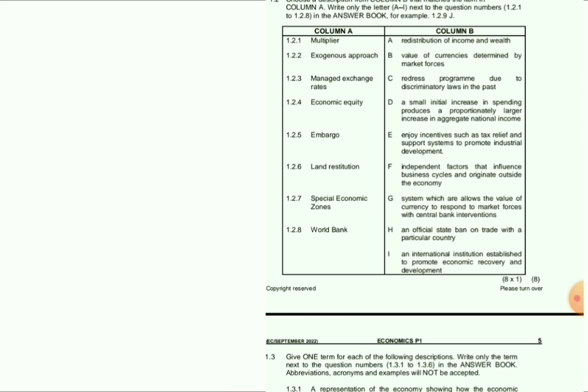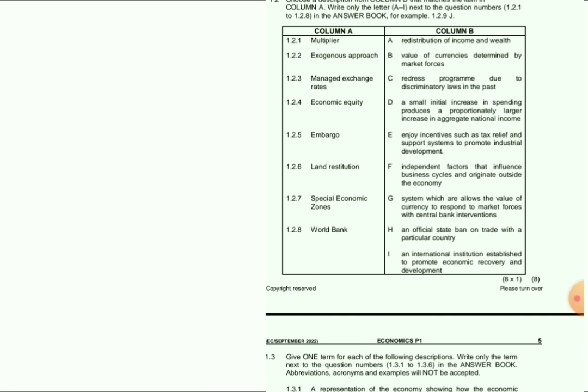1.2.3, managed exchange rates. This one, managed exchange rates. Let me check. It's G. System which allows the value of currency to respond to the market forces with central bank interventions.